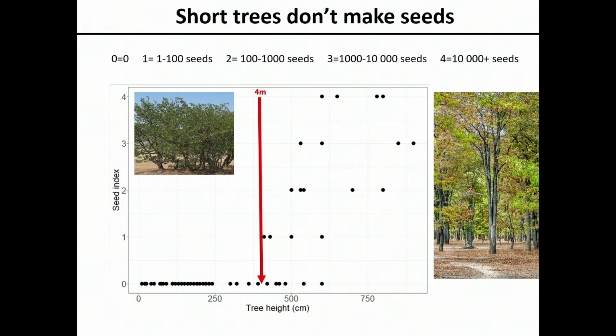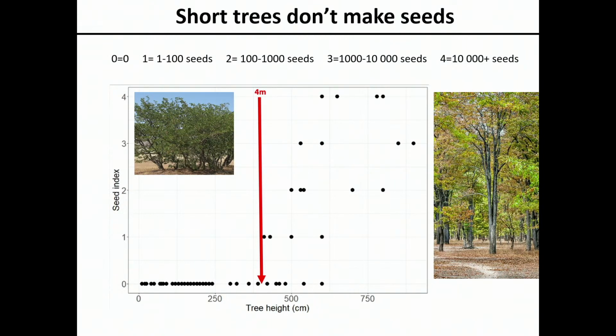So this is some data that Sally and I gathered. If you look at tree height and you measure how many seeds are produced by each tree, you'll notice that short trees don't produce seeds. And even at this critical threshold of 4 meters, where they start reluctantly agreeing to produce seeds, they only produce very few.